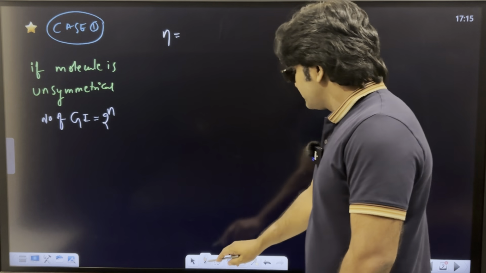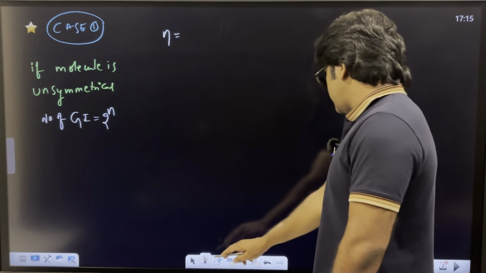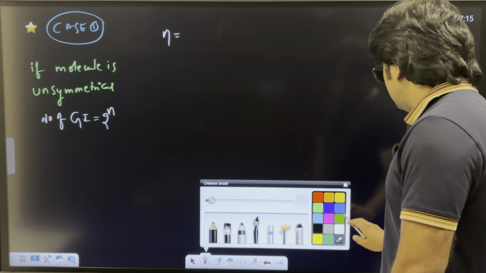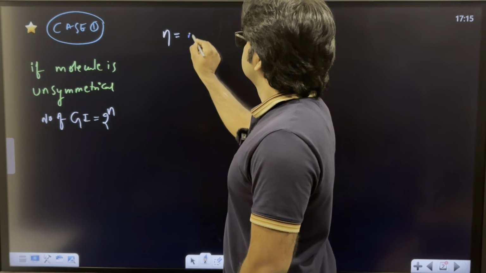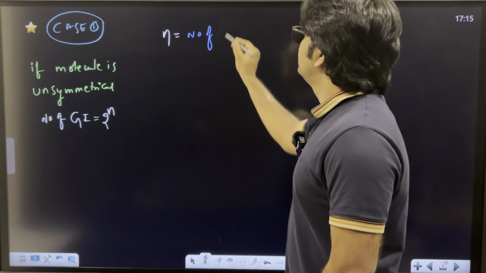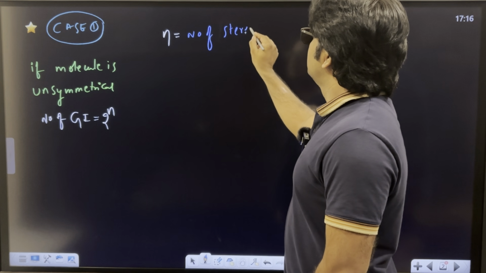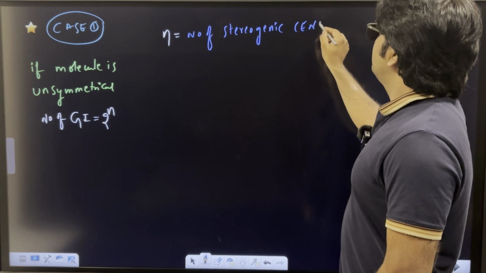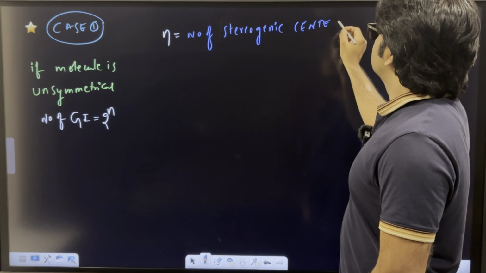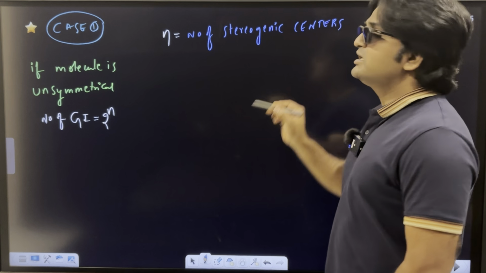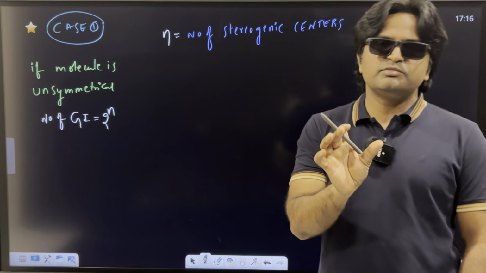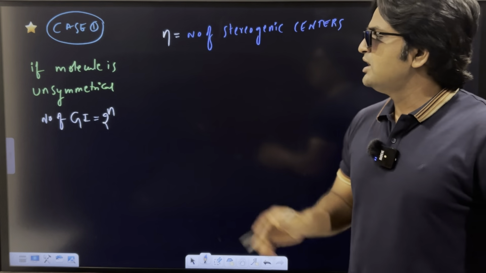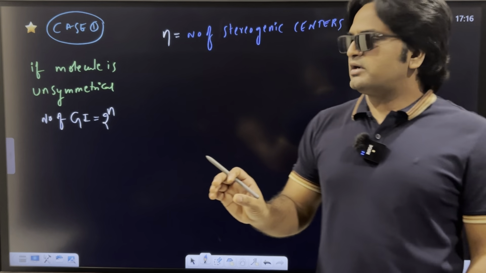n equals the number of stereogenic centers, but not simple stereo centers. There is a difference between stereo center and stereogenic center that we will discuss in optical isomerism. Right now you just remember this formula, right?